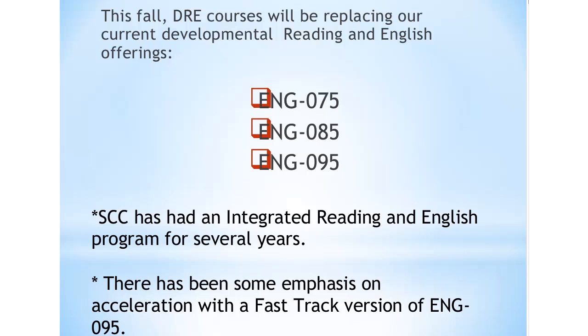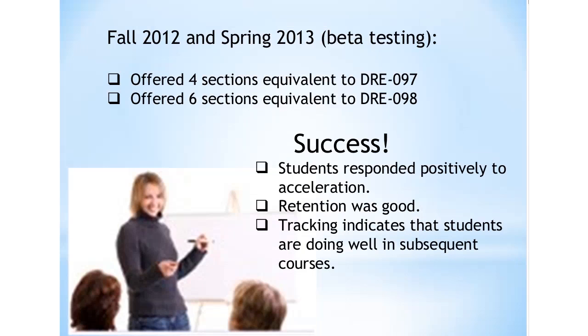Let's look at this next one. In fall 2012 and spring 13, we did beta testing. We offered 4 sections that were equivalent to DRE 97, and then 6 sections equivalent to DRE 98. And I would say that we were very successful. The whole team has been pleased. The students responded positively to the acceleration. The retention was good, and our tracking indicates that the students are doing very well in their subsequent courses.